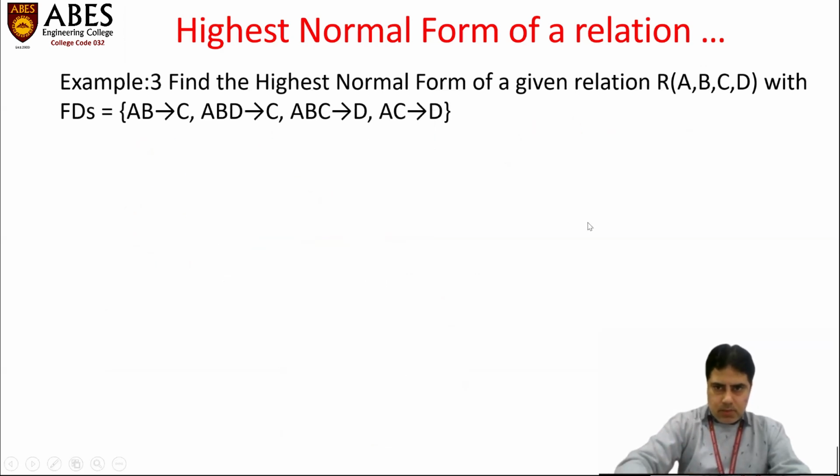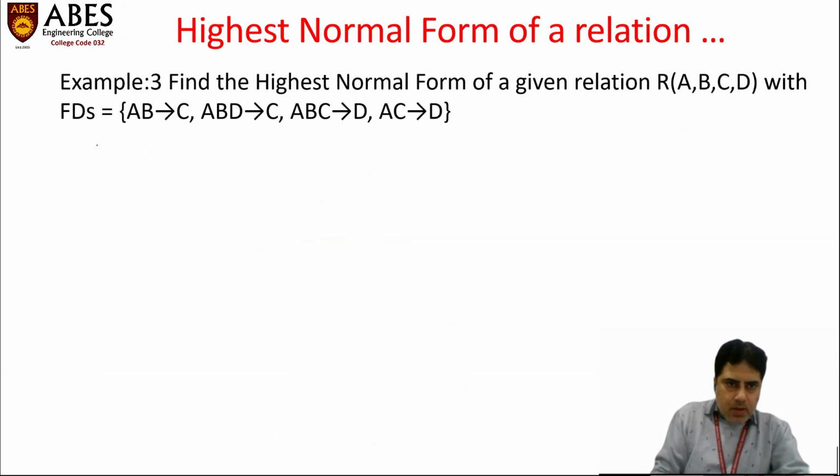Now let us take one more example. Find the highest normal form of a given relation R(ABCD) with FDs: AB determines C, ABD determines C, ABC determines D, and AC determines D. Now step 1, we have to find out the candidate key.